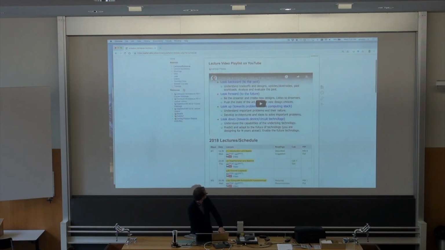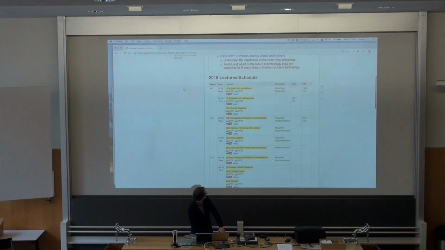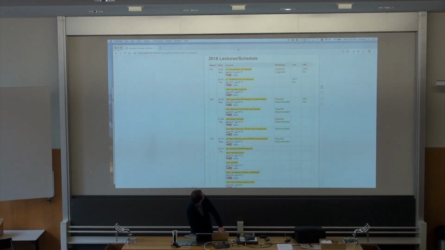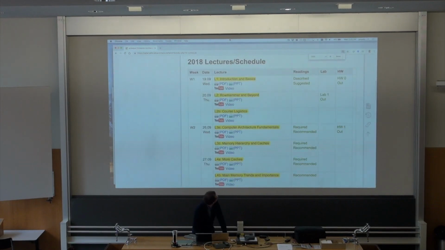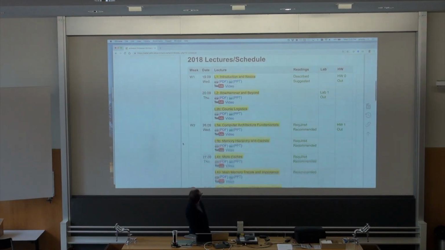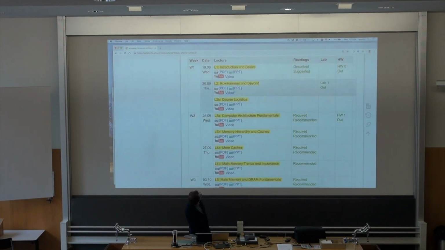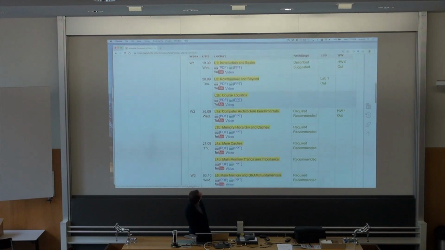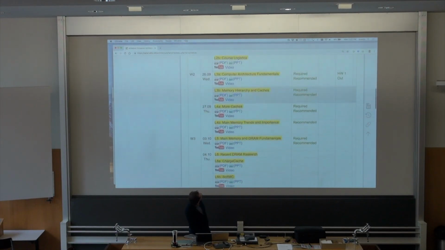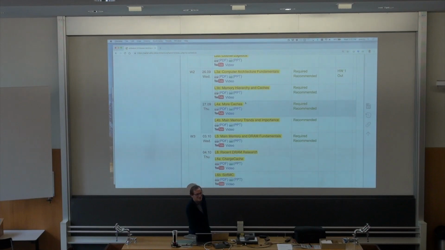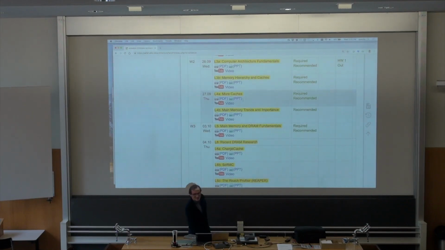Okay, so maybe we can look at some topics. You probably know all about this by now. You were examined on the first exam, and you've been doing assignments. You can ask me questions on those. We started with introduction, basics, Row Hammer, computer architecture fundamentals. Then we covered memory hierarchy and caches, and then more caches, advanced cache techniques, some of which you may have implemented. By the way, you can still implement them.